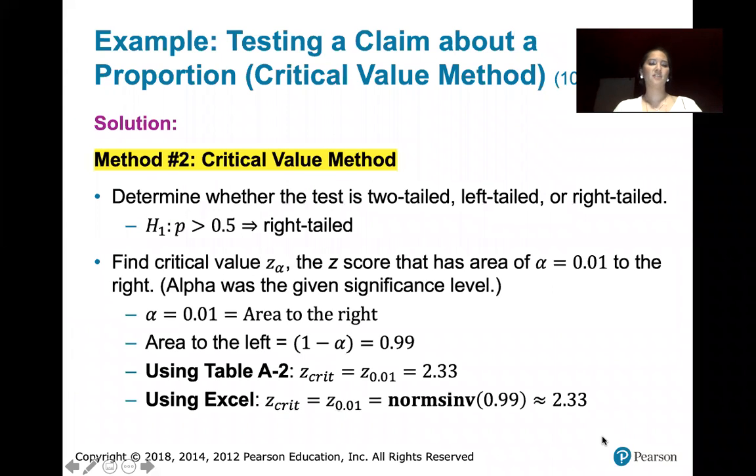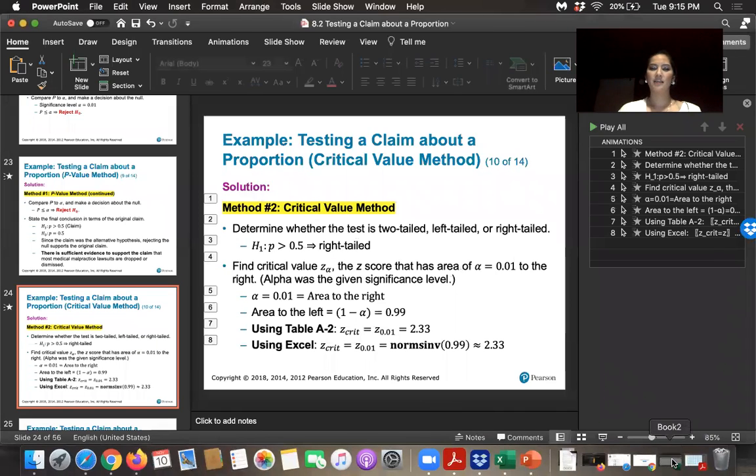Now, if we want to, we could use Excel as well. That requires using this function NORM.S.INV. NORM.S is for standard normal distribution. INV means instead of giving Excel a z-score and asking for an area, we want to give Excel the area to the left and ask for a z-score. So we will type that in Excel.